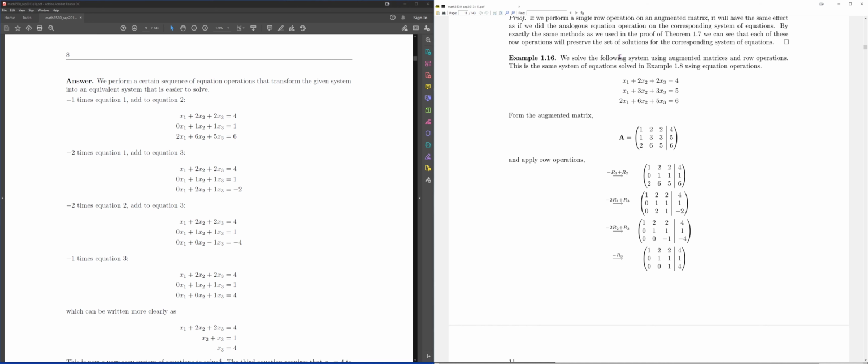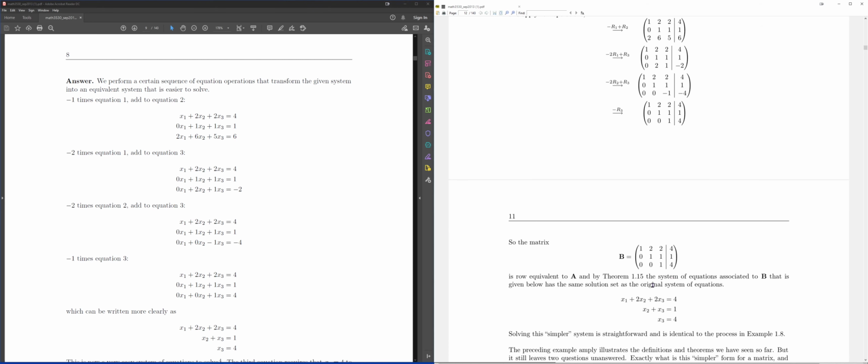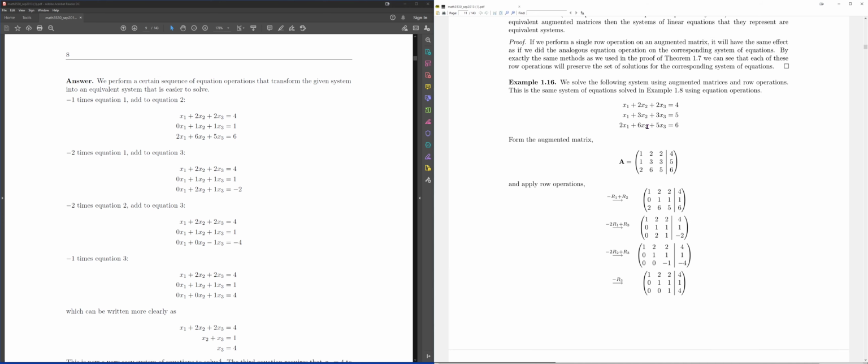So the solutions that you had from this over here are exactly the same solutions that you have for this. So you could use this and solve this, and this is easy to solve because it's triangular. Once you solve this, it means you get the solution for this one on top here.